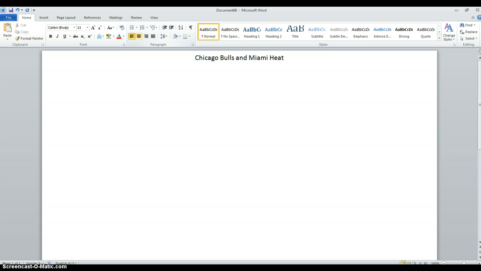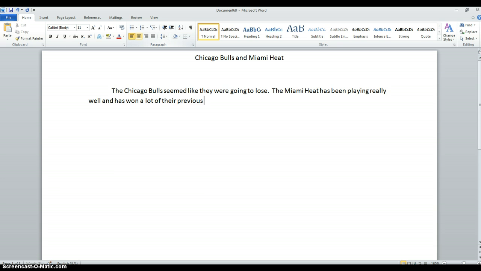So we'll start off with our thesis statement. The Chicago Bulls seemed like they were going to lose. The Miami Heat has been playing really well and has won a lot of their previous games. Obviously, if you know more about basketball than me, then you're able to add more details.